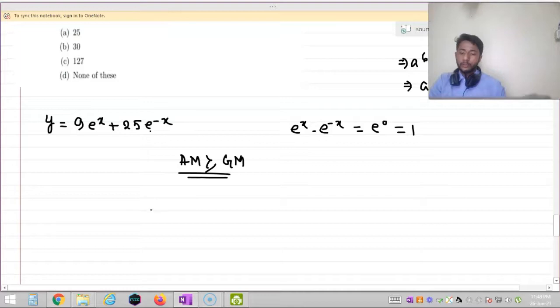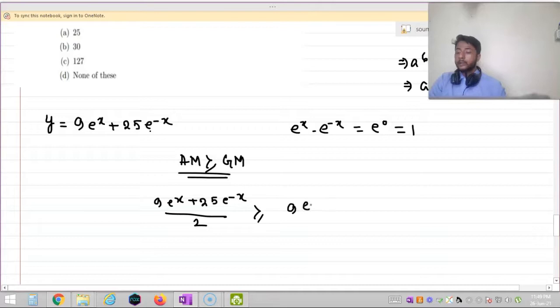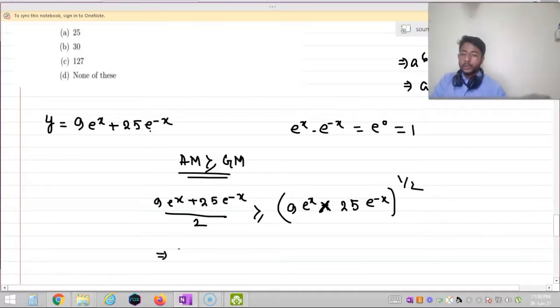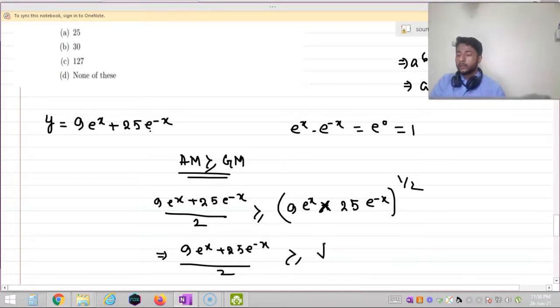So I am writing (9 e to the power x plus 25 e to the power minus x) by 2 greater than or equal to (9 e to the power x into 25 e to the power minus x) to the power 1 by 2. So we can say that this is greater than or equal to root over 9 into 25, which is 3 into 5, which is equal to 15.